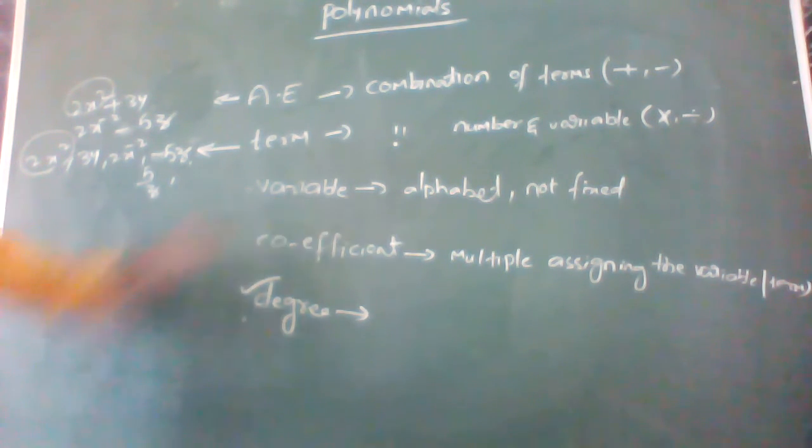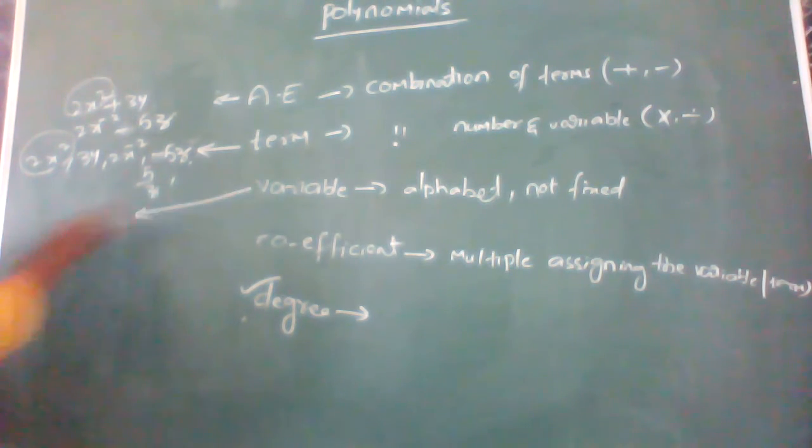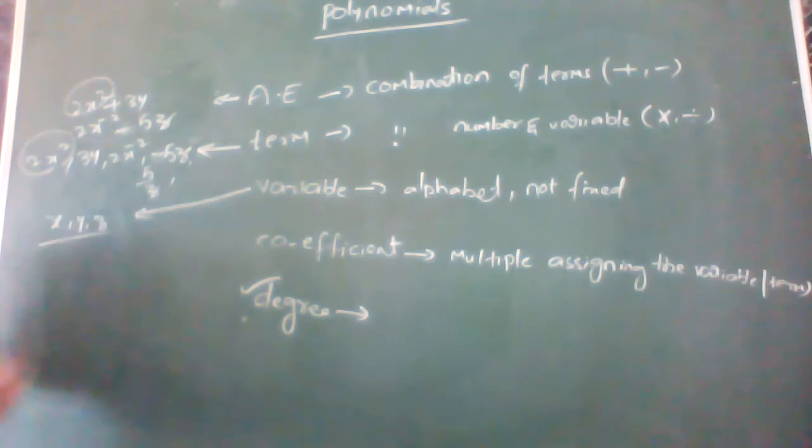And variables: x, y, z. What are the variables we have here? x, y, z we have taken here. You can take any others also, okay?